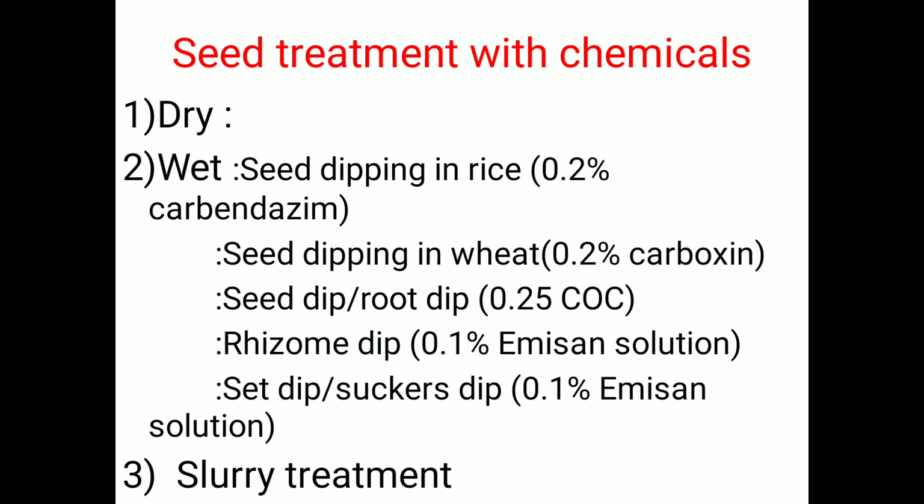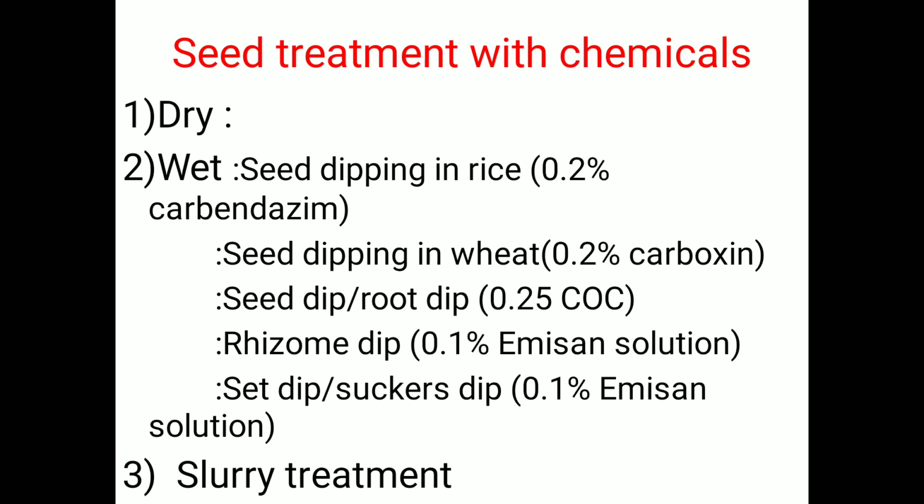that the dry powder of the pesticide or fungicide completely covers the outer coat of the seeds, giving a uniform coating of fungicide or insecticide over the seeds. Such seeds are dried for a certain period, and after that they are used for sowing. So this is about dry seed treatment.